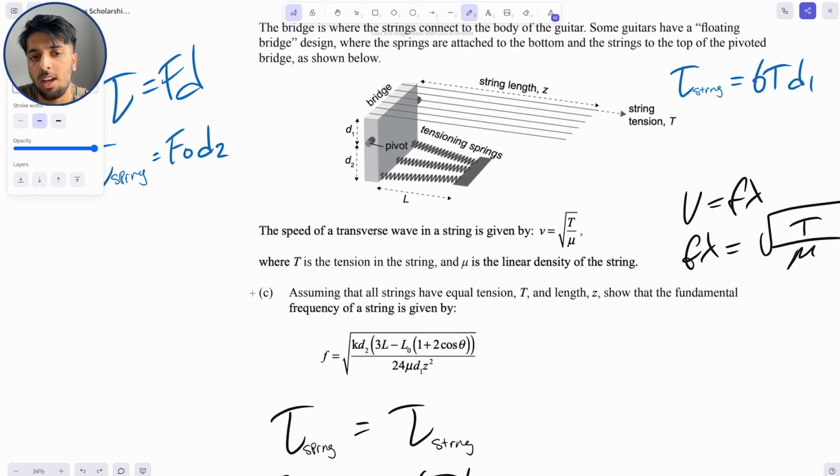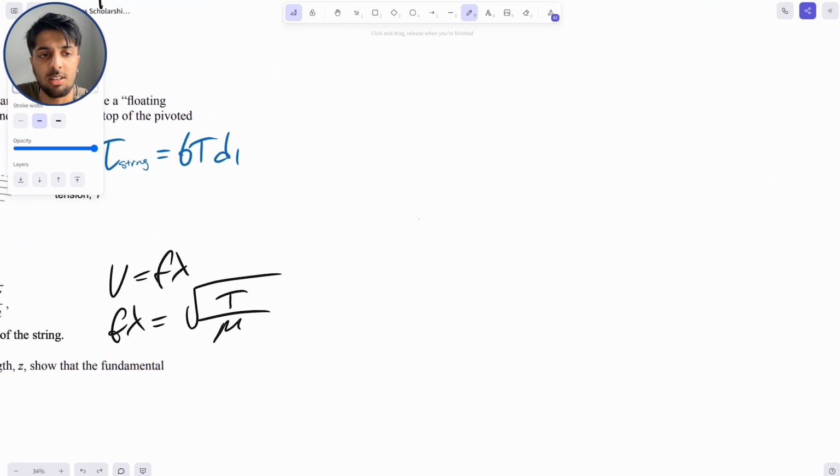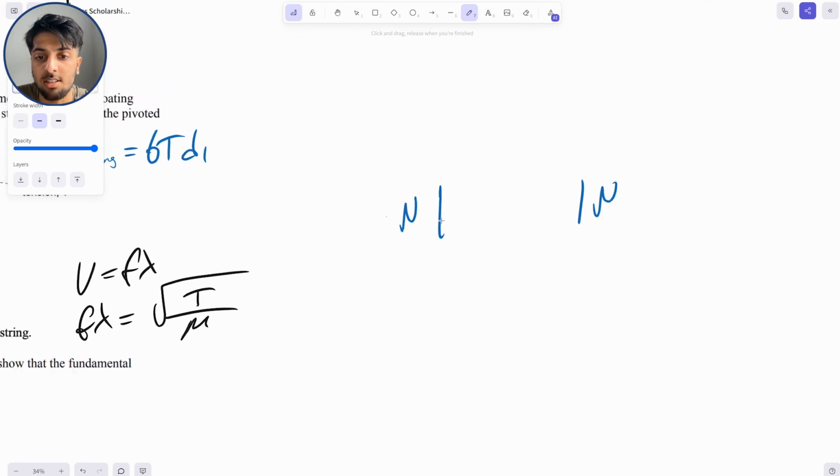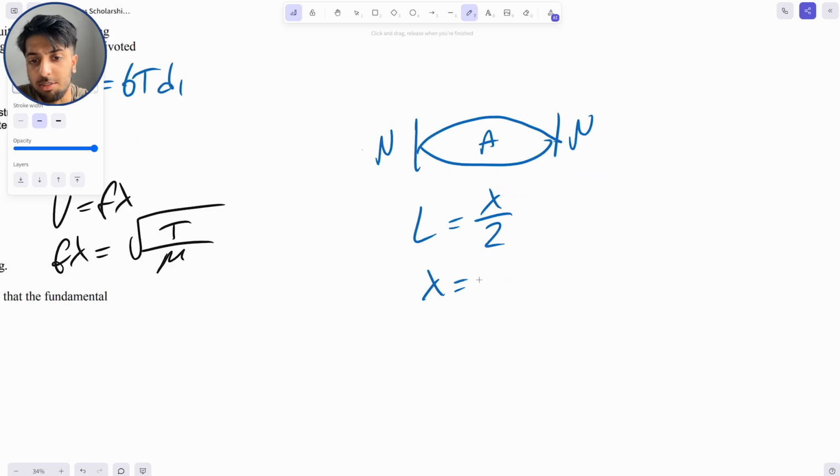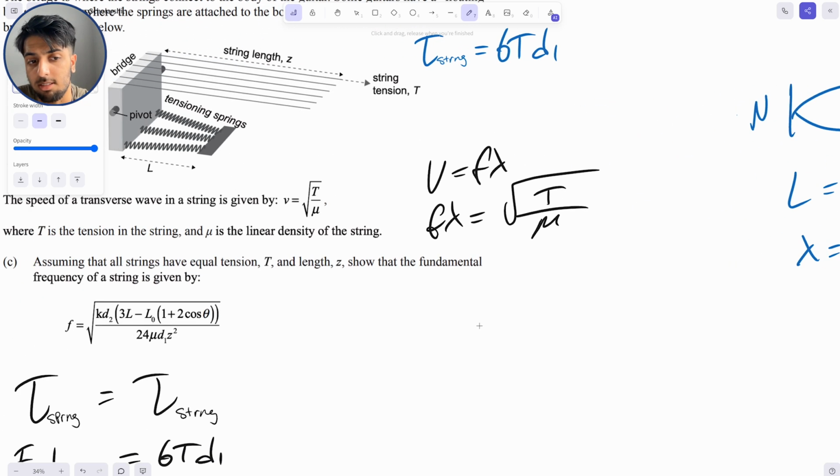However, we're given a clue that we are trying to find the fundamental frequency of the string. And so if we have a string, with 2 nodes on either side, we know that there is going to be an antinode in the middle. And this length right here is equal to lambda over 2. And so our wavelength is equal to 2 times the length.